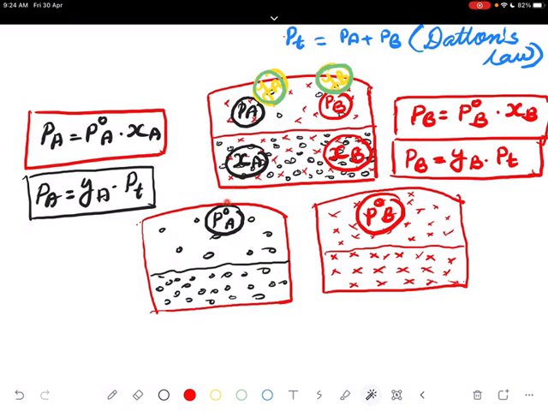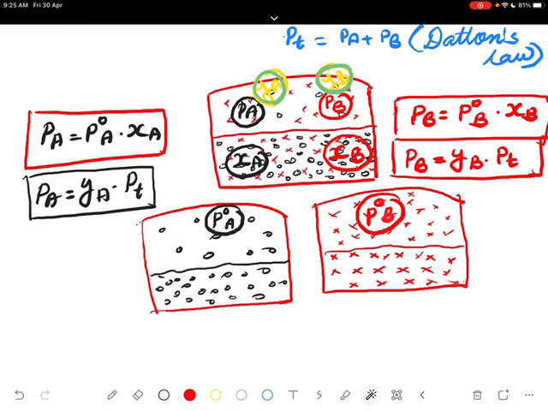Pa is equal to P naught A XA. Pb is equal to P naught B XB. Pa is equal to YA P total. Pb is equal to YB P total. Pt is equal to Pa plus Pb. You have to take care that this P naught A is the vapor pressure when the pure component A is taken in the same vessel.